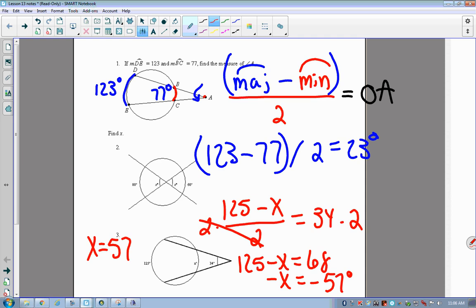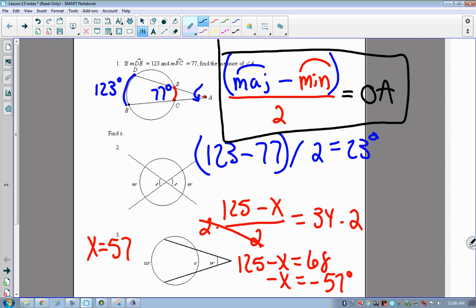Okay, so the formula that you need to know here is that guy right there. Do we have that down? All right. Let's skip on down.